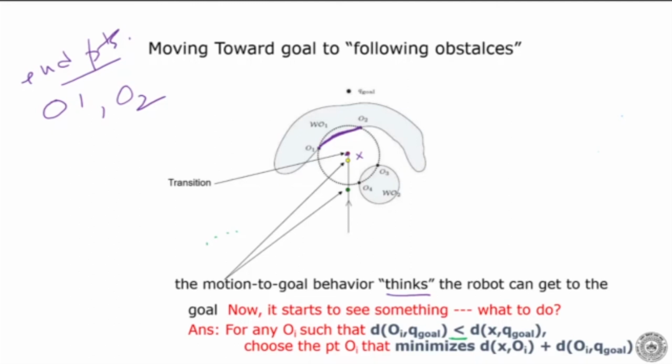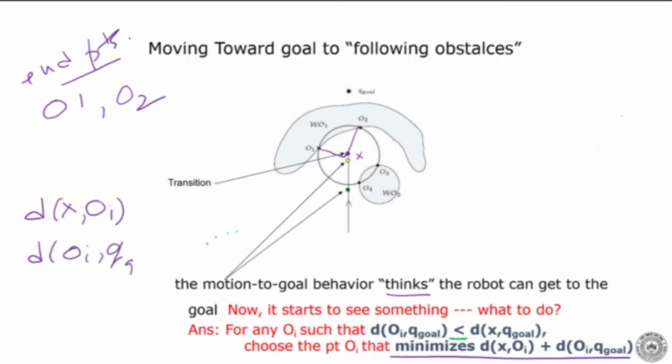In that case, what it does is minimize this function. Now what is this function? D of X, Oi is the distance of the robot from the point X to point 1 and point 2, so there are two distances here. Okay, there is one distance here, and another distance there. The other one is D of Oi to the goal, Q goal, which is the distance from the two points O1 and O2 to the goal. That is one distance here, another distance there.